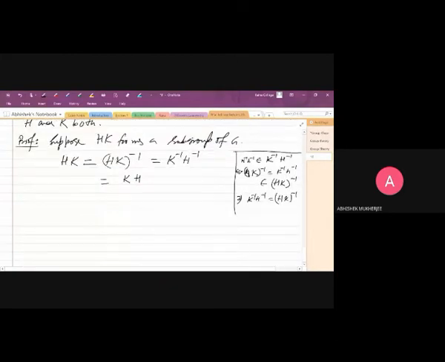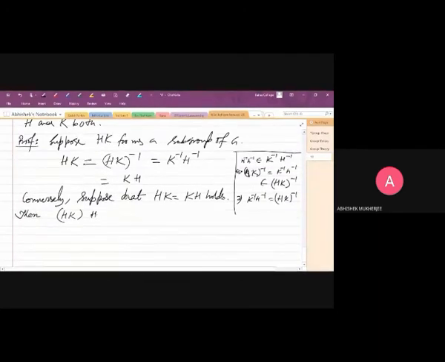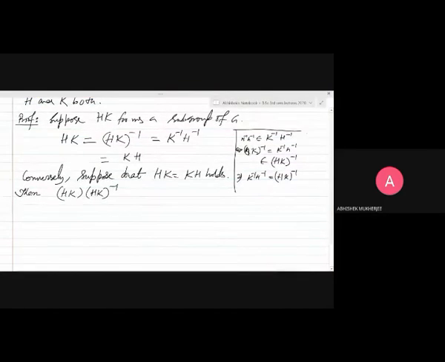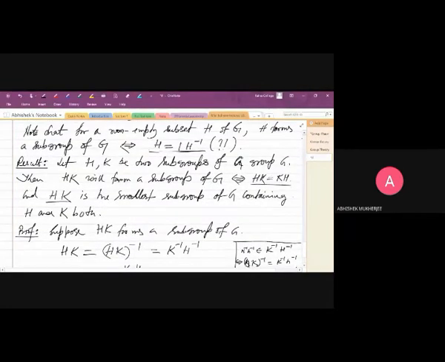Conversely, suppose that HK equal to KH holds. Then HK inverse, okay, implies HK. Sorry, this is true. Yes.